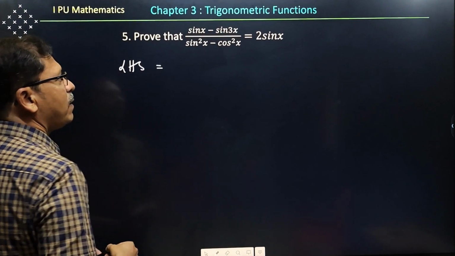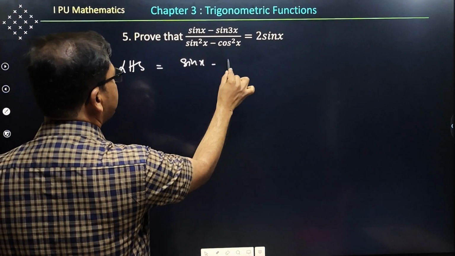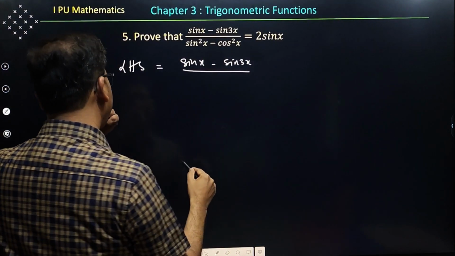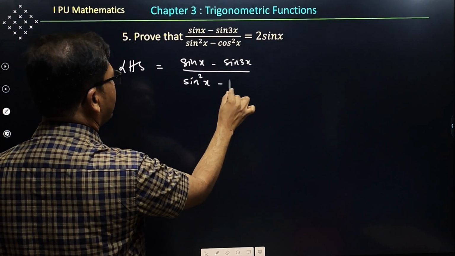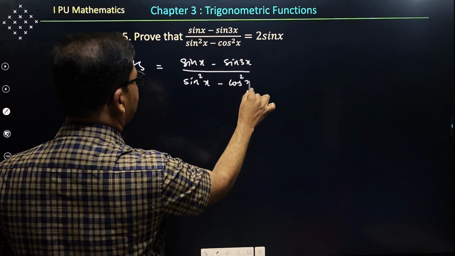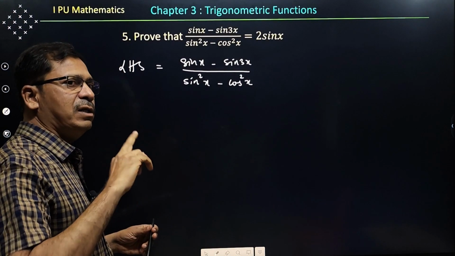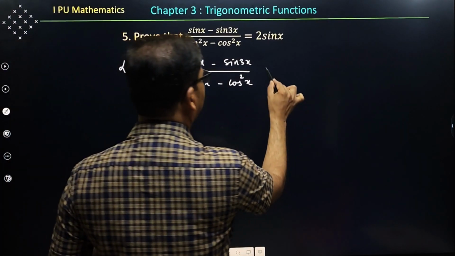This is equal to sin x minus sin 3x divided by sin square x minus cos square x. See, we have a formula for cos square x minus sin square x. Cos 2x is there. So you change this.